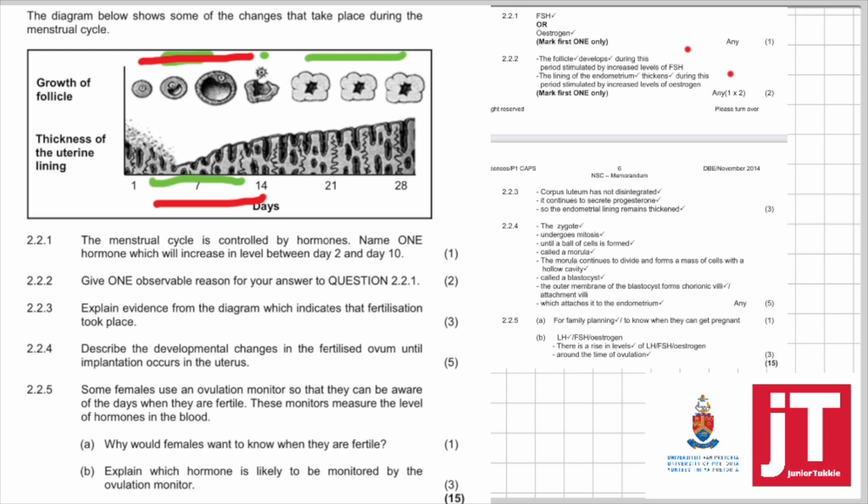Okay. 2.2.3. Explain evidence from the diagram that indicates that fertilization took place. Now, can you see here, the corpus luteum continues to form, meaning the corpus luteum does not degenerate. It will continue to produce progesterone, which will continue to make the endometrium lining thicker, more vascular, more glandular. Okay, and here it is all here.